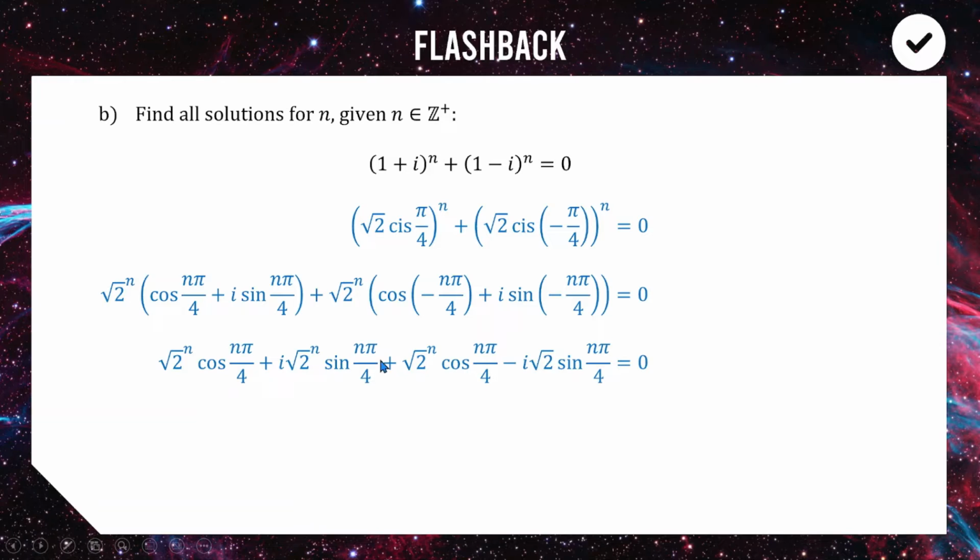That's convenient because the sine and the minus sign cancel out and leave us with 2 lots of root 2 to the n cos n pi on 4. Okay, now for this to be 0, obviously 2 root 2 to the n can't be 0, so the cos must be equal to 0.